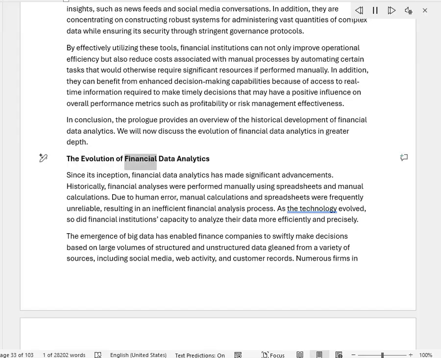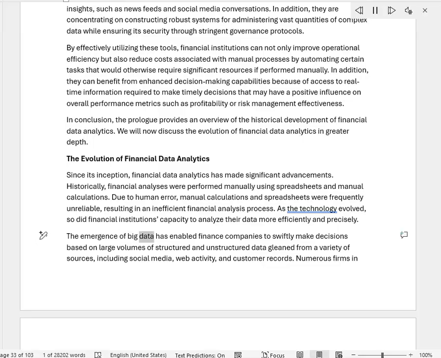The evolution of financial data analytics. Since its inception, financial data analytics has made significant advancements. Historically, financial analyses were performed manually using spreadsheets and manual calculations. Due to human error, manual calculations and spreadsheets were frequently unreliable, resulting in an inefficient financial analysis process. As the technology evolved, so did financial institutions' capacity to analyze their data more efficiently and precisely.